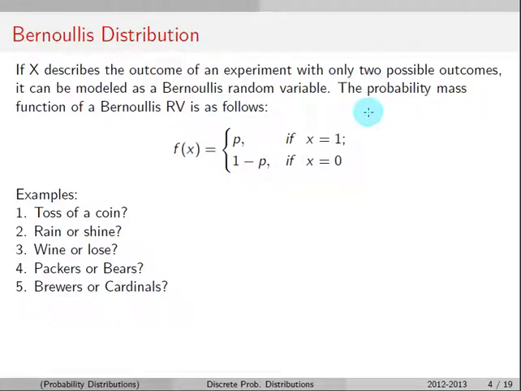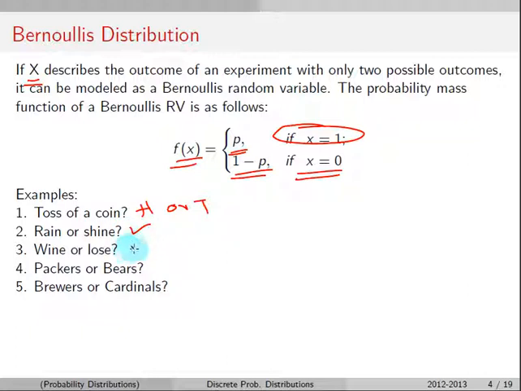Now let's look at Bernoulli distribution. If random variable x describes the outcome of an experiment with only two possible outcomes, it can be modeled as a Bernoulli random variable. And the mass function is written very simply as this: f of x is p if x equals 1, and it is 1 minus p if x is 0, which means that there are only two choices. For example, when you toss a coin, you either get a head or you can get a tail. Does it rain or shine today? Do you win or do you lose? Packers or Bears? Brewers or Cardinals?